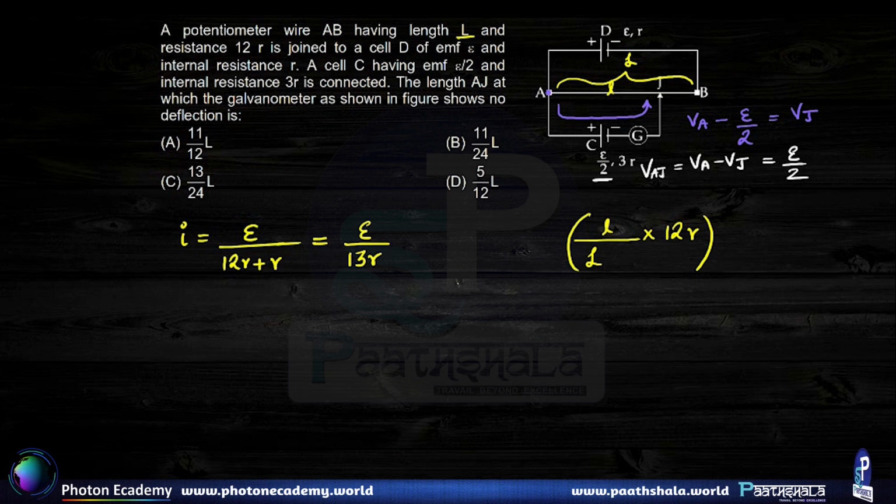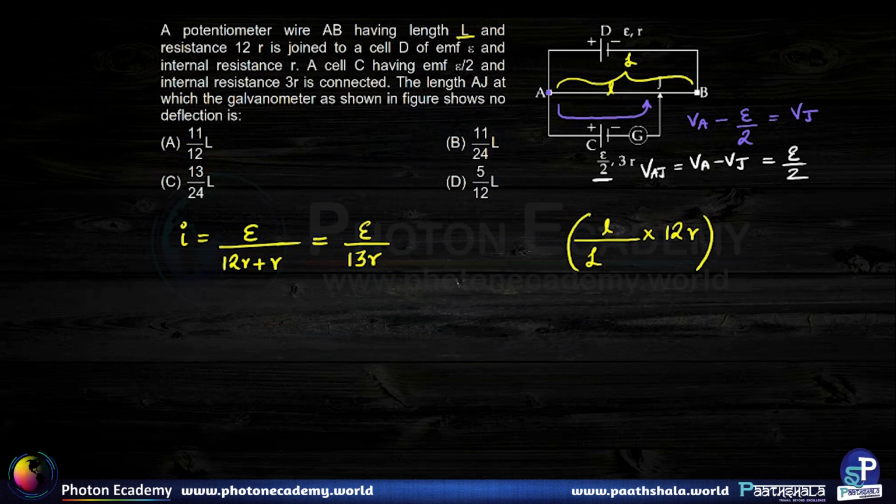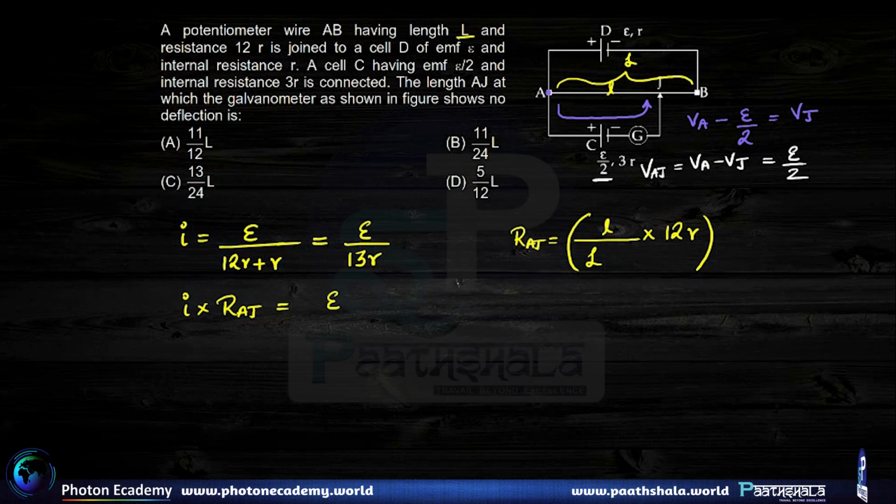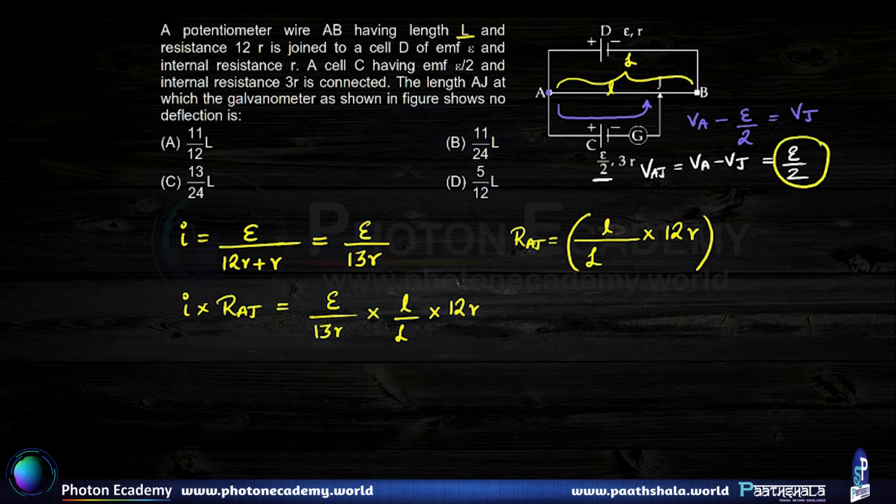So if we take this current and multiply it with the resistance of AJ, RAJ, we get the voltage drop across AJ. This is equal to E divided by 13R into small l divided by capital L into 12R. And this we have already found, using Kirchhoff's law on the path shown in purple, to be equal to E divided by 2.